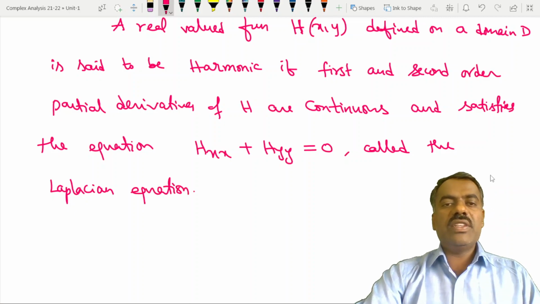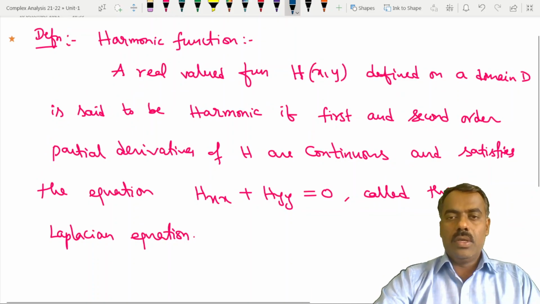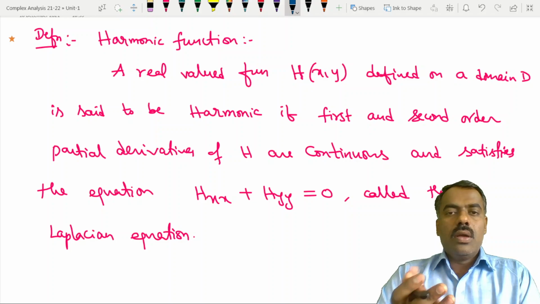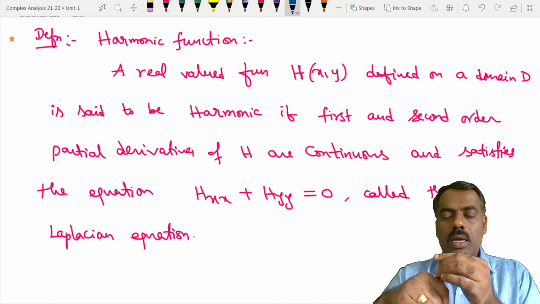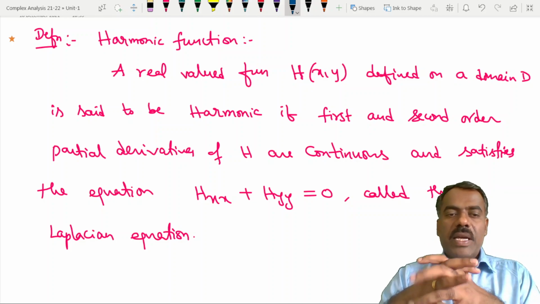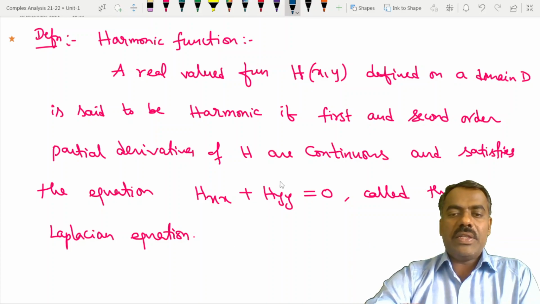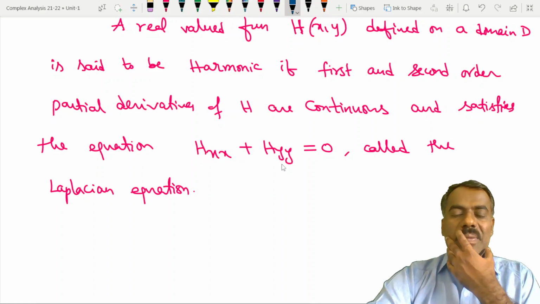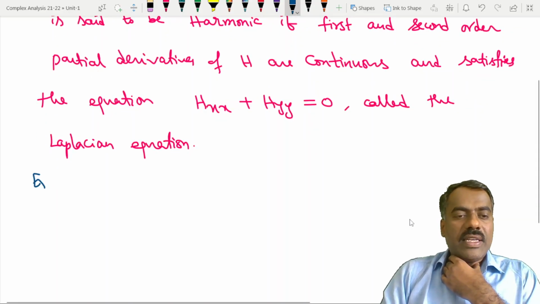Is the definition clear? When we say that a real valued function h is said to be harmonic in a given domain, the first and second order partial derivatives should exist and they should be continuous, and the partial derivatives should satisfy this equation hxx plus hyy. That means differentiate twice with respect to x and differentiate twice with respect to y, and when you sum them you should get 0. Okay, so let's take one example.